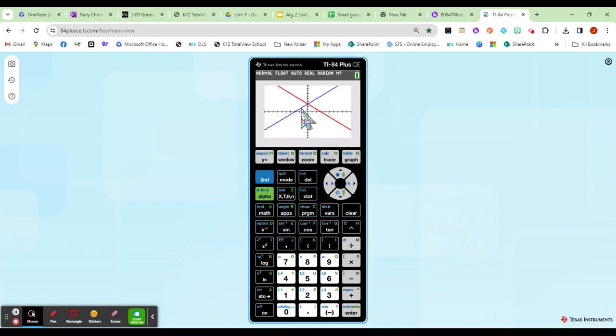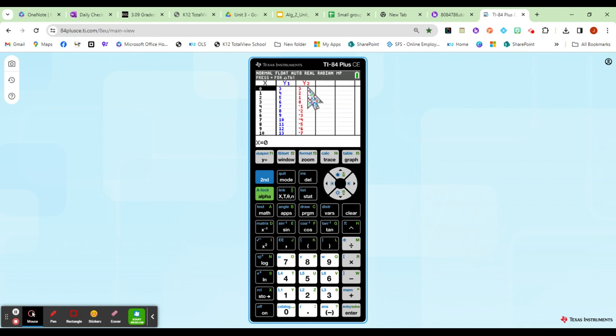So they intersect at 0, 3, but if we go to second graph and go to the table, you'll notice right here at 3, 3. So when x is 0, the first equation has a y of 3. So that means that 0, 3 is on the first equation. And then you're going to look for whether y1 and y2 are the same. That's going to show you where the points of intersection are.